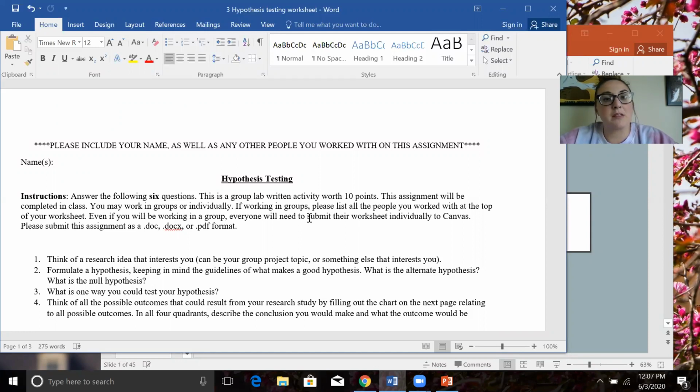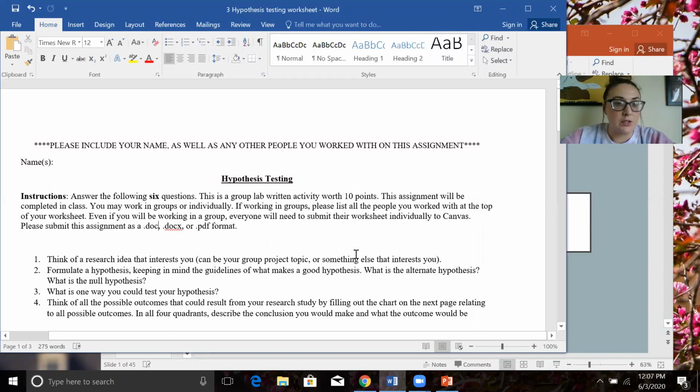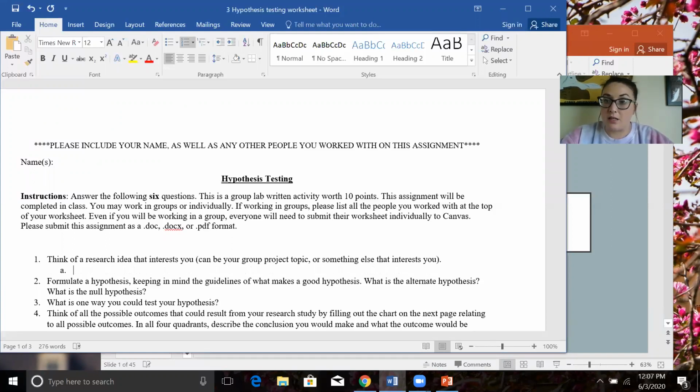The idea is that hypothesis testing is very conceptual and very theoretical, and it applies to any analysis that you can do. So the idea is not just to understand it in abstraction, but to understand how it would apply to an actual idea that you might come up with. So first off, think of a research idea that interests you, can be your group project topic. You don't really need to spend too much time explaining this. It can be really basic.